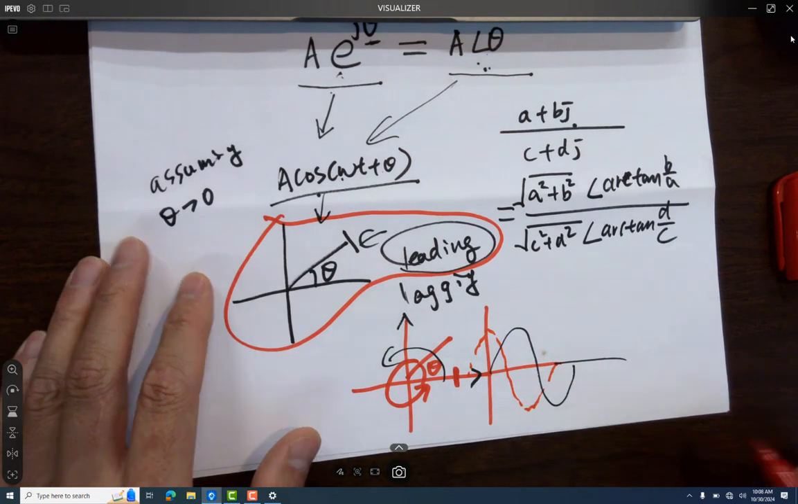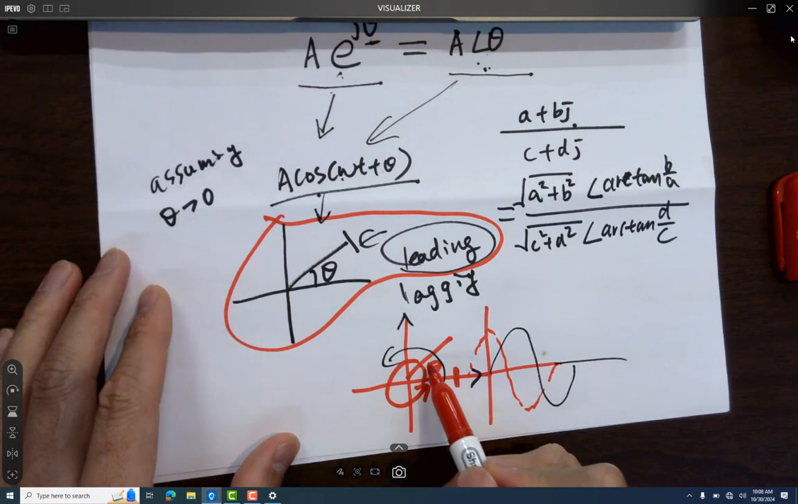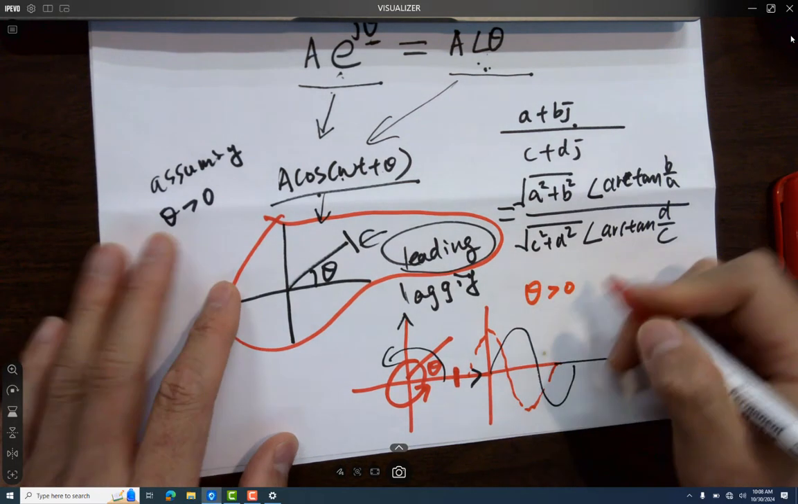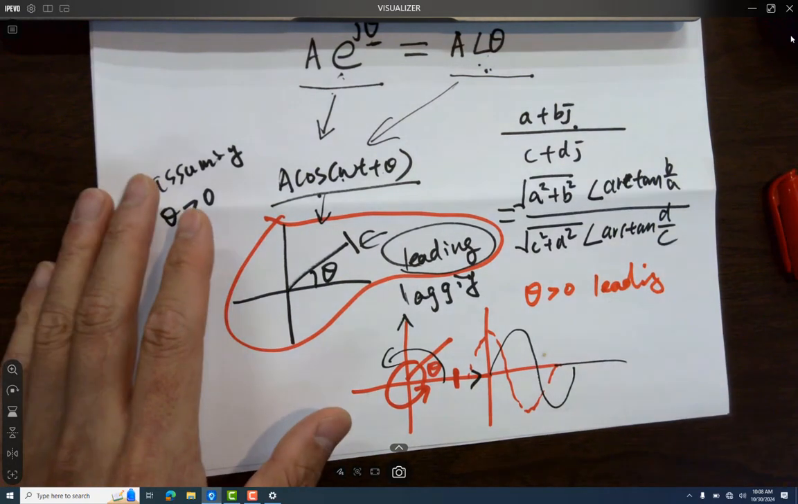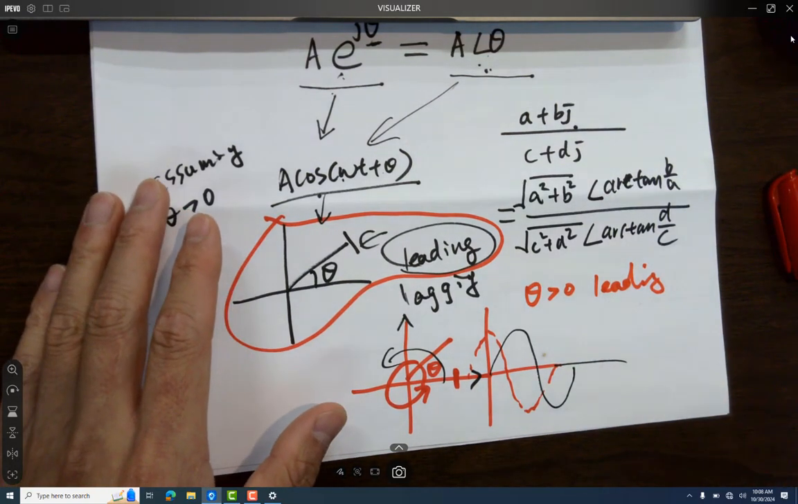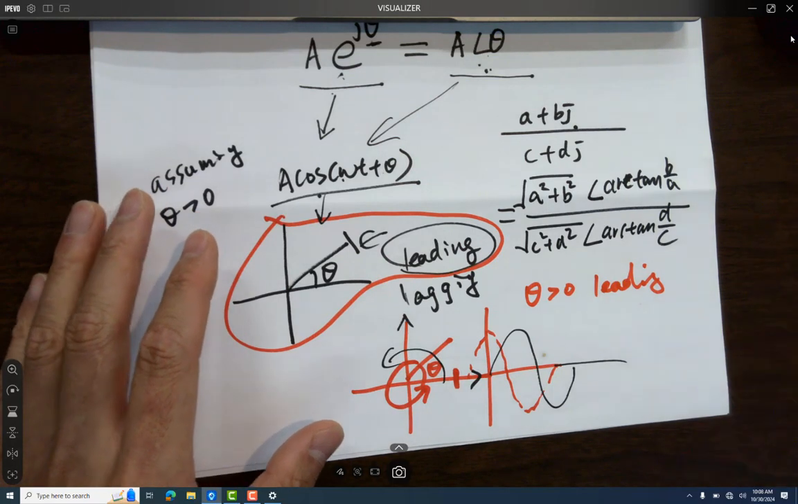Make sense? Leading or lagging? Leading. So positive, this is larger than 0, it's leading. Okay? In the time domain, how do you figure that out? There are 2 problems on this kind of concept. They'll confuse you a lot if you don't come to lectures.